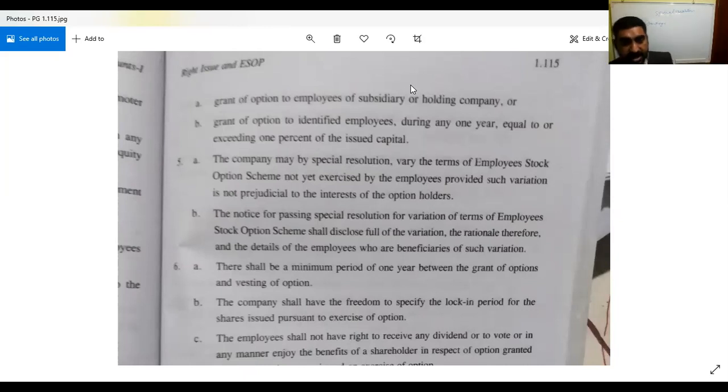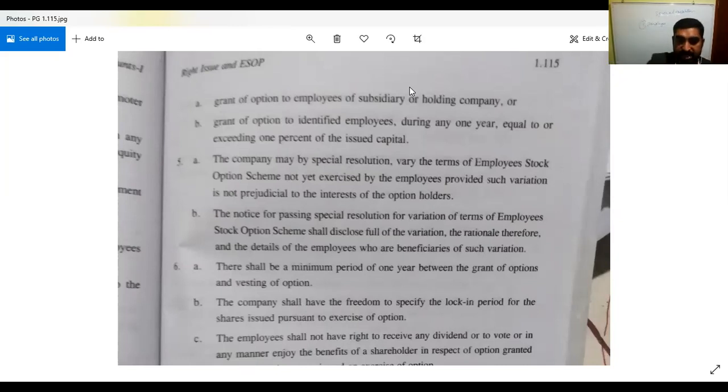Then the company shall have the freedom to specify the lock-in period for the shares issued pursuant to the exercise of the option. So how, in what way? The company shall have the freedom to specify the lock-in period. ആ ഒരു ലോക്ക്-ഇൻ പീരീഡ് എന്നാണ് ഇത് നടത്തേണ്ടത്. That period should be selected pursuant to the exercise of such option. The company shall have the freedom to choose that period.